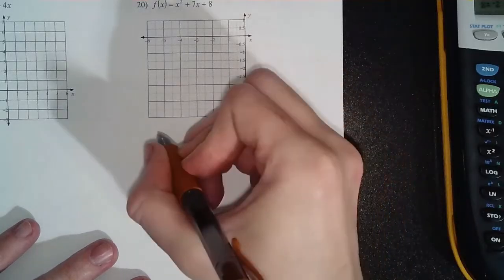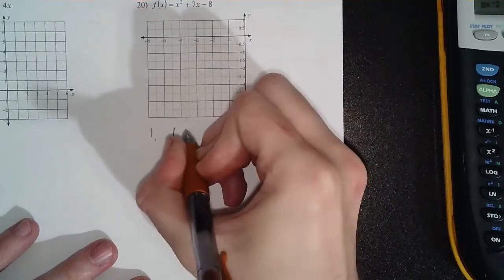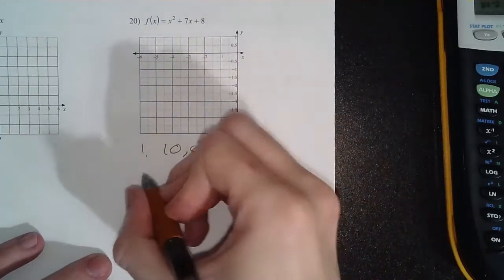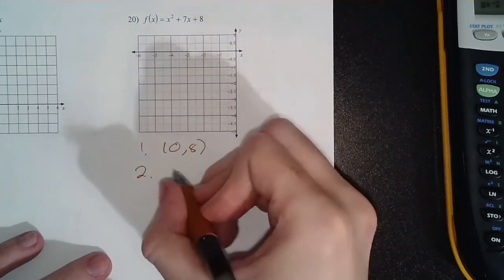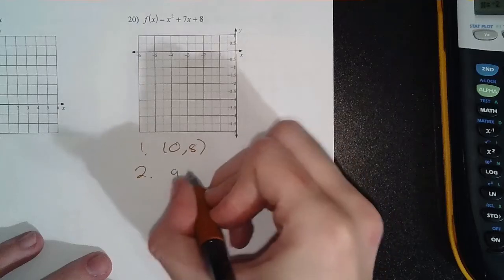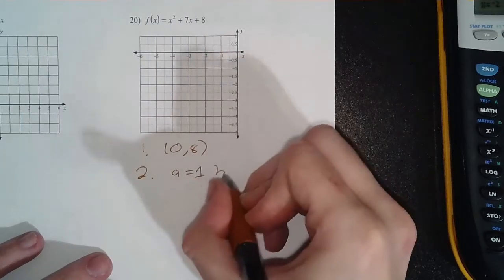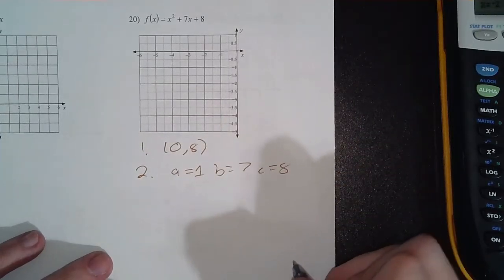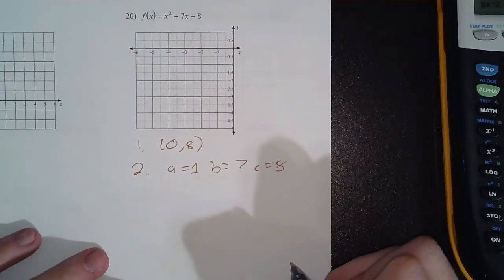If I have my y-intercepts, I'm going to do it faster this time. I got 0, 8. I plugged in 0 for x and I got 8. Number 2, my x-intercept. If I make y equal 0, I'm going to have to use my quadratic formula for this guy. We're going to have a equals 1, b equals 7, and c equals 8.